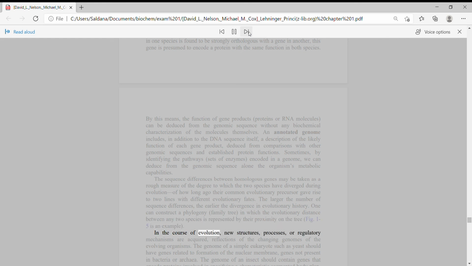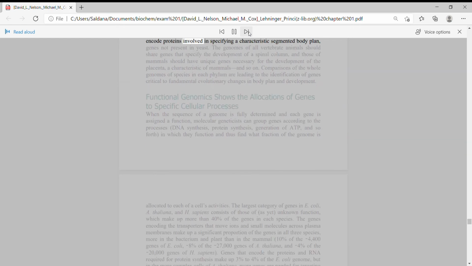In the course of evolution, new structures, processes, or regulatory mechanisms are required, reflections of the changing genomes of the evolving organisms. The genome of a simple eukaryote such as yeast should have genes related to formation of the nuclear membrane, genes not present in bacteria or archaea. The genome of an insect should contain genes that encode proteins involved in specifying a characteristic segmented body plan, genes not present in yeast. The genomes of all vertebrate animals should share genes that specify the development of a spinal column, and those of mammals should have unique genes necessary for the development of the placenta, a characteristic of mammals, and so on.